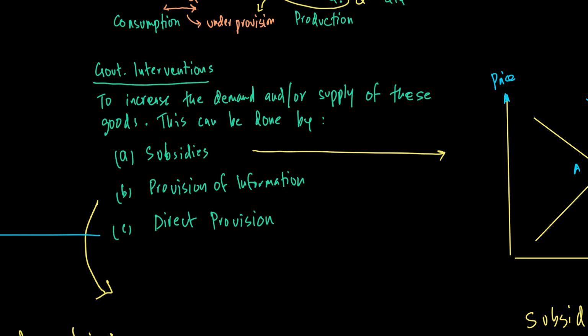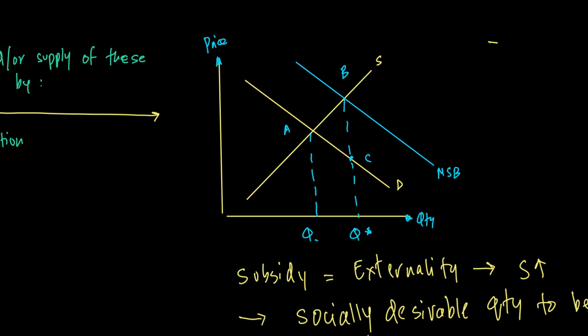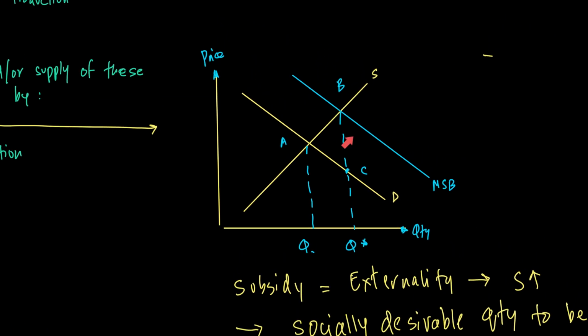So let's say the government decides to give a subsidy, and we have a case of, let's say, education, where the social benefit is more than the private benefit. So demand is my marginal private benefit, right? Supply is your marginal private cost, and let's say it's also equal to marginal social cost because there's no externality. So when you give a subsidy, what happens? The subsidy will result in the supply curve shifting to the right.